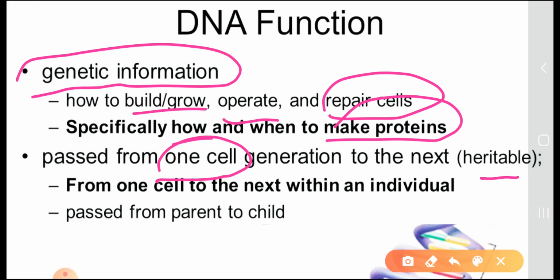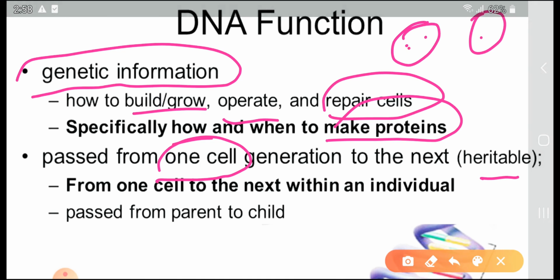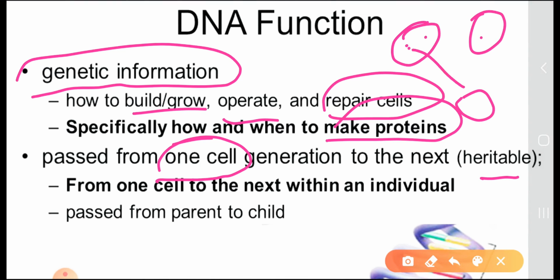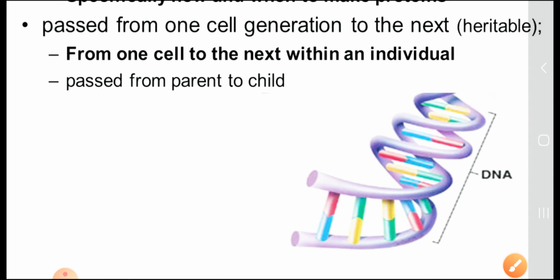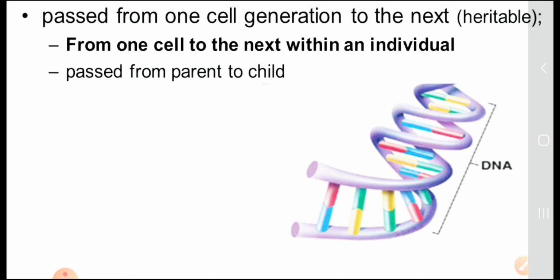That is heritable, right? Like parents making another child, they are passing it from one cell to the next within an individual, and passed from parents to children. For example, if the parents have blue hair, or black hair, or curly hair, the children will show it as individuals. So that is the function of DNA.